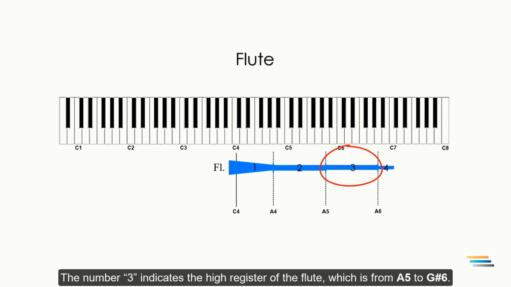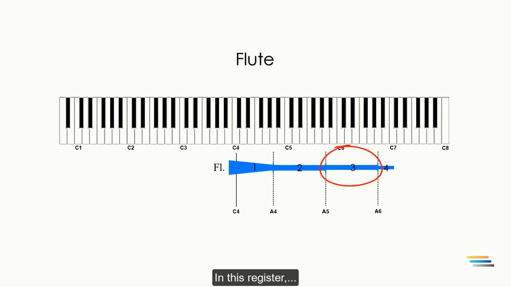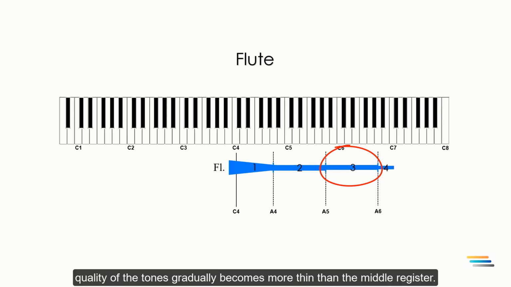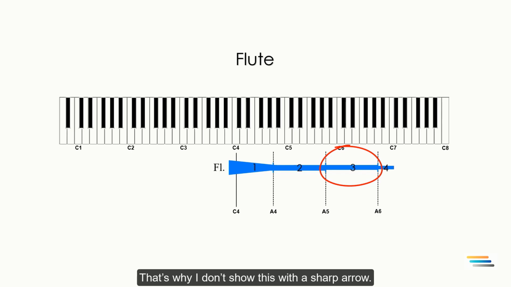The number 3 indicates the high register of the flute, which is from A5 to G sharp 6. In this register, the quality of the tones gradually becomes thinner than the middle register. But here the tones are not penetrating like oboe and bassoon. That's why I don't show this with a sharp arrow.